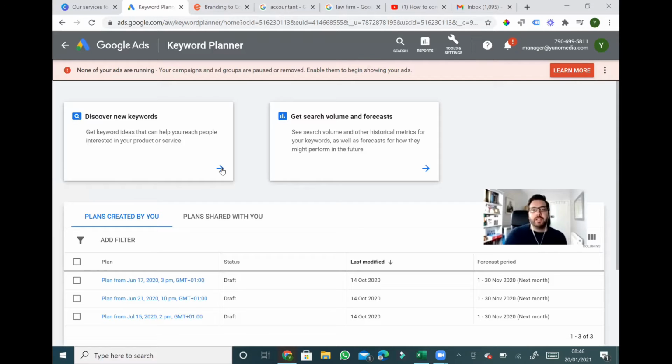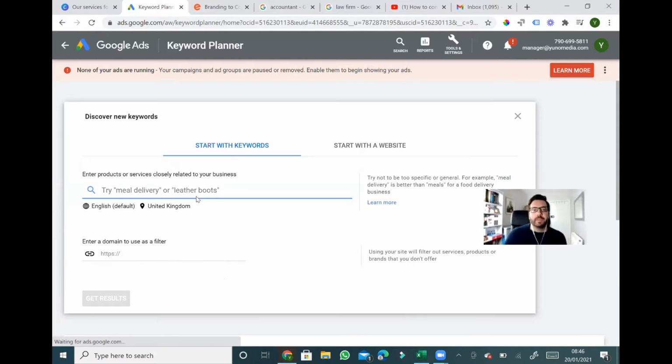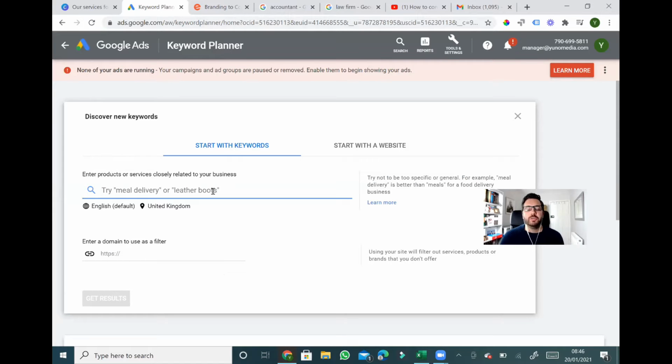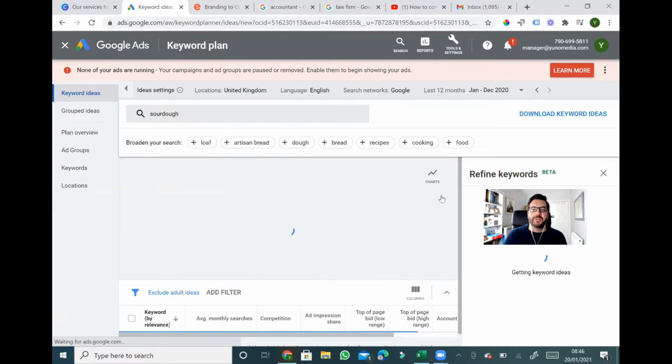So we've got discover new keywords here. You can click on that one, and in here, you can type in a keyword you want to do. So say, for example, we are making a fair bit of sourdough at the moment. Let's put that in. Let's just see how many people are searching sourdough and what the results are.